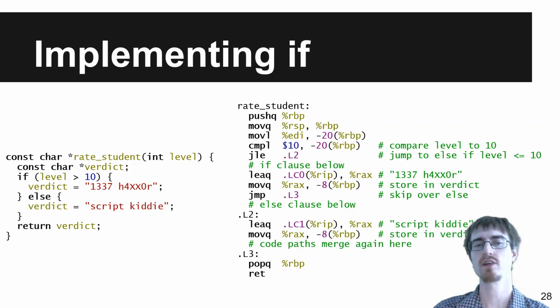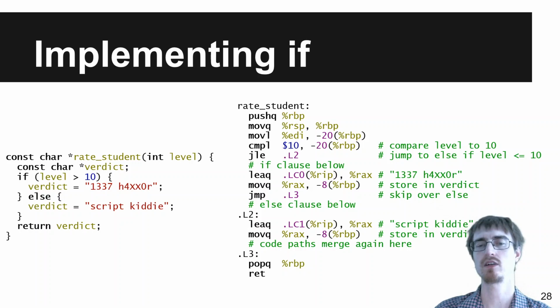So on the left, we see the rateStudent function, which mainly consists of an if statement. So it takes the value stored in the parameter, compares it to 10. If the value is larger than 10, it executes the if, otherwise it executes the else. And in the end, it returns the value.